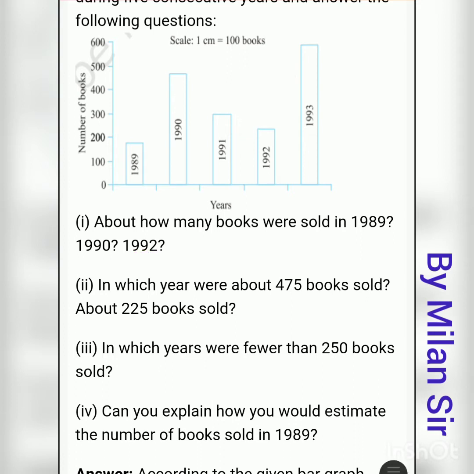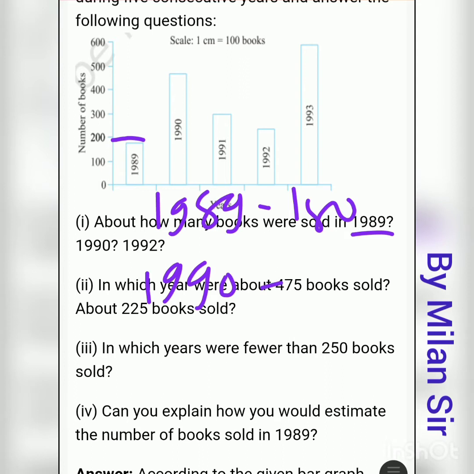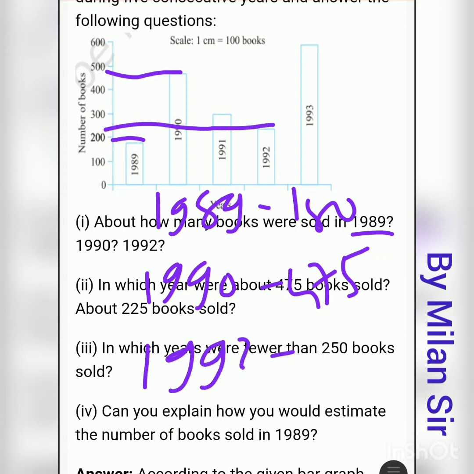Now again I repeat the answers. For 1989, near about 180. For 1990, near about 475. For 1992, near about 225. After that, the internal question number 2.